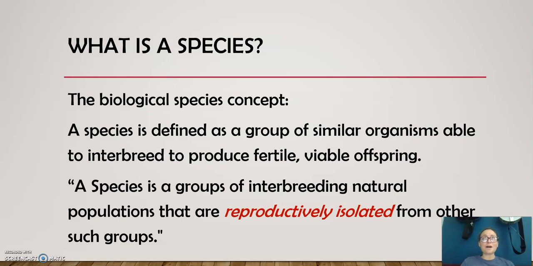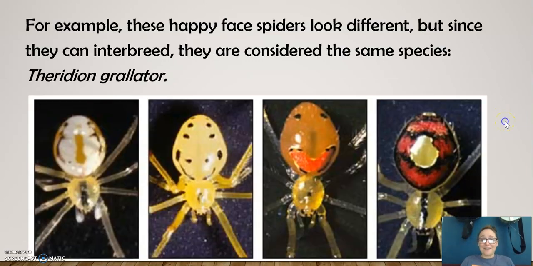So when we talk about two groups, if they do not meet these criteria, so if they don't choose to mate in the wild, or their offspring are sterile, or they don't make viable offspring, we call these two populations reproductively isolated. And if you think about that, isolated meaning separated, they're reproductively separated. So for example, here you have some happy face spiders, and they look different, but they can interbreed, so they would be considered the same species.